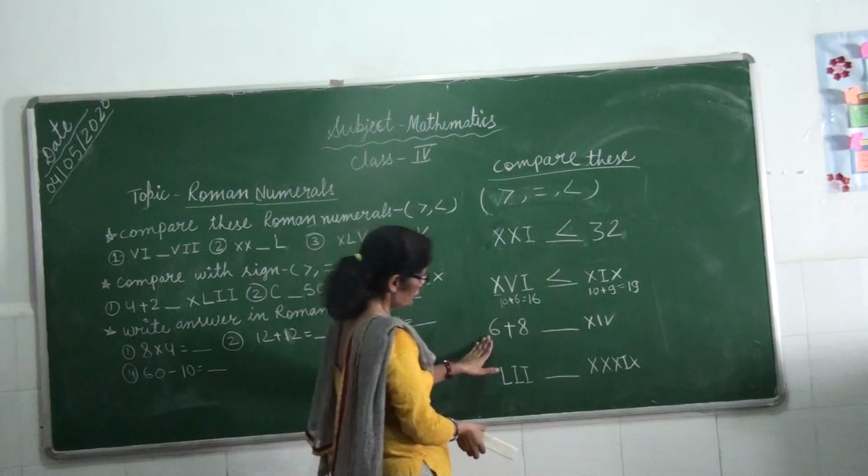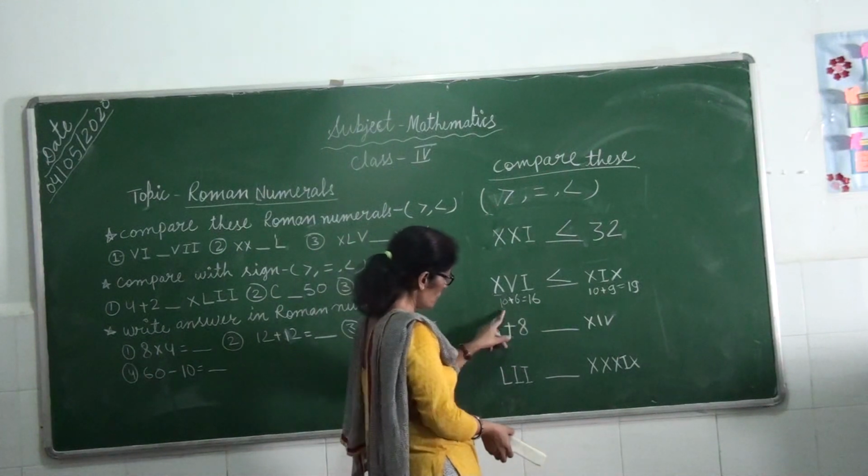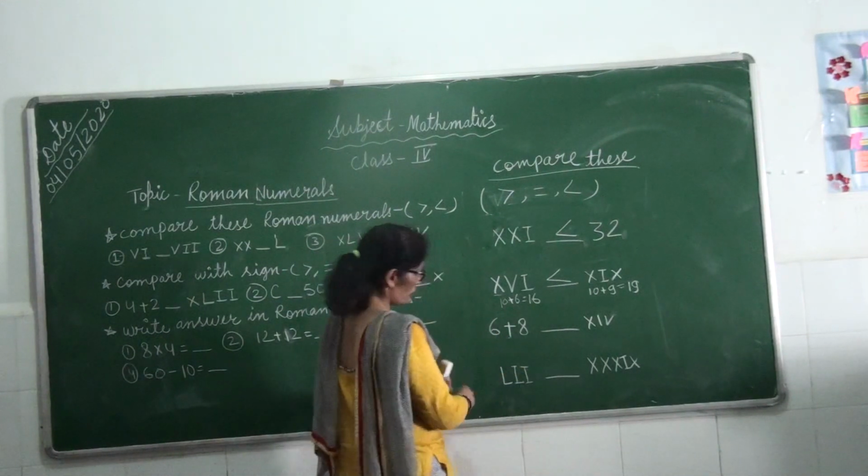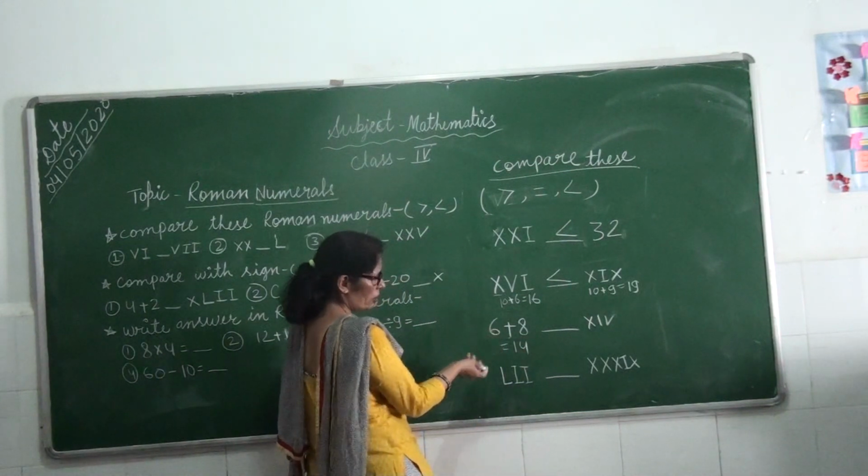Now another exercise we can see here. First we have to solve this sum. सबसे पहले हमको क्या करना है, इस सम को सॉल्व करना है. तो 6 plus 8 equal to 14. 6 और 8 क्या होगा हमारा 14.